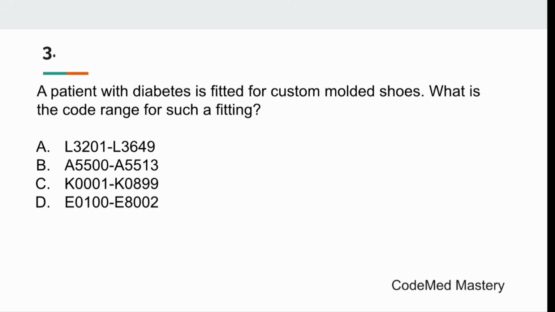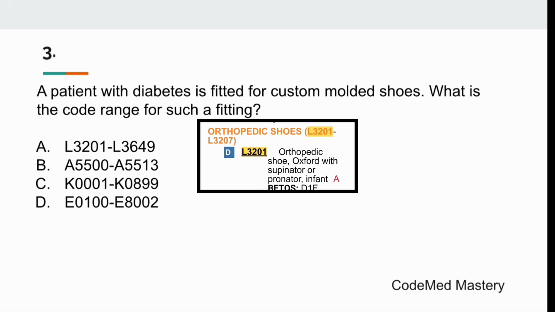Next question. A patient with diabetes is fitted for custom molded shoes. What is the correct code range for such a fitting? The code range L3201 starts from orthopedic shoes. Okay, it is not for custom molded shoes. Therefore, option A will be wrong.